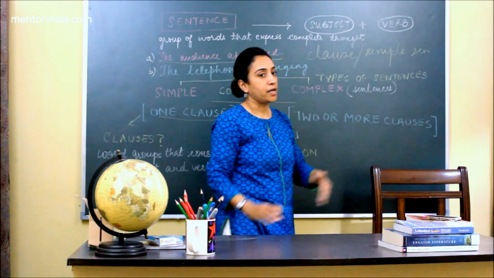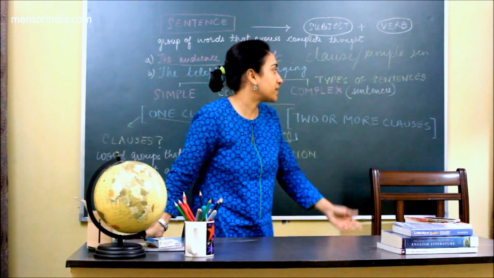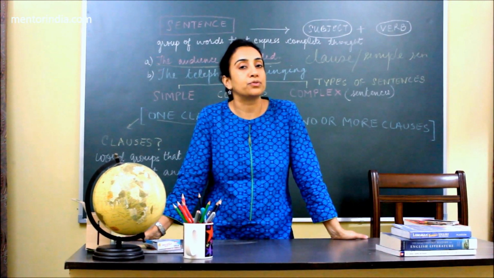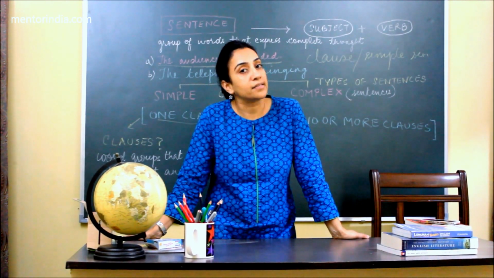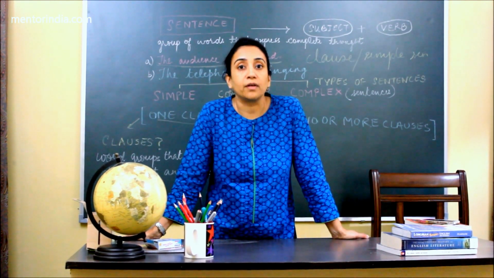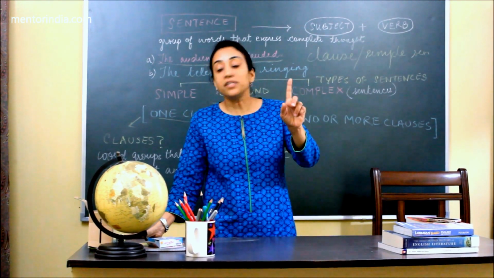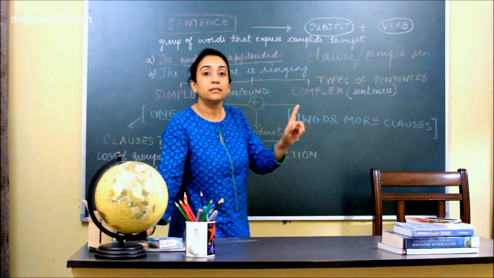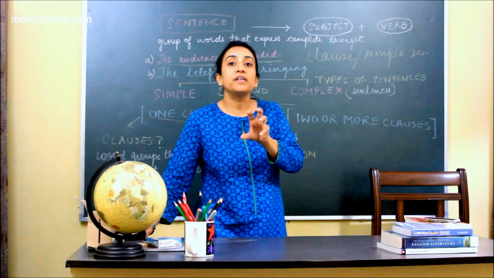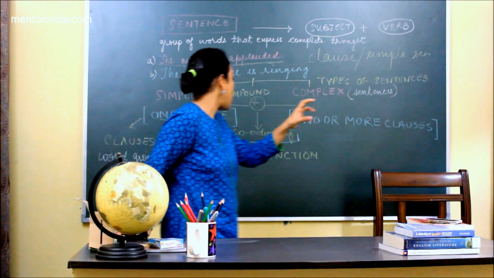The third type that we have is the complex sentence. What are complex sentences? Complex sentences would generally have more than one clause, but then there is a difference. They are not going to be independent clauses. There will be one principal clause and the other the subordinate. That means the subordinate clause will always be dependent for its meaning on the main clause.